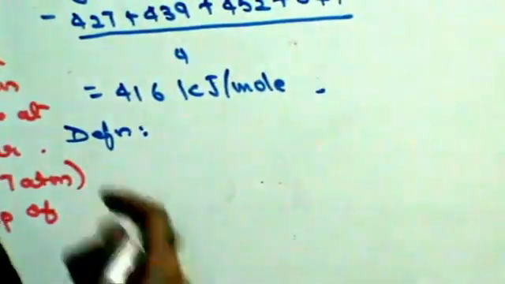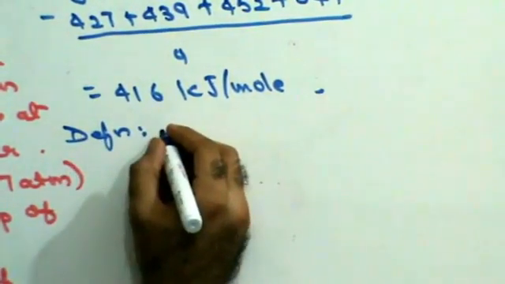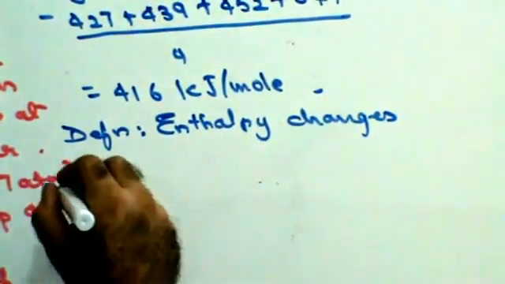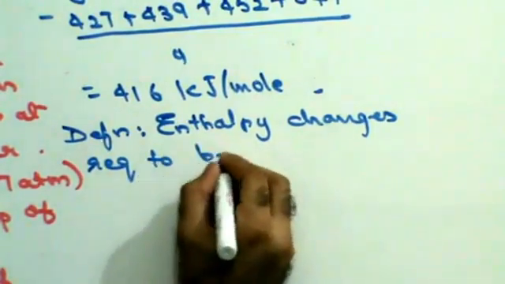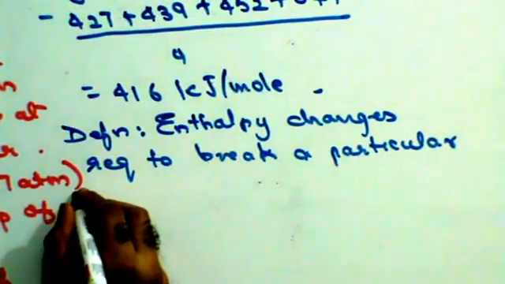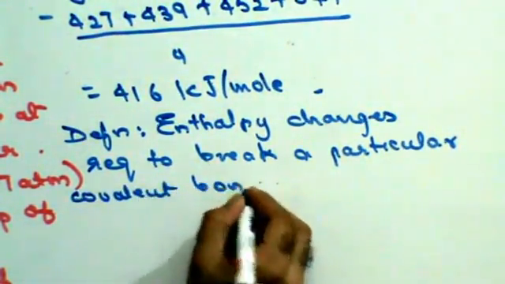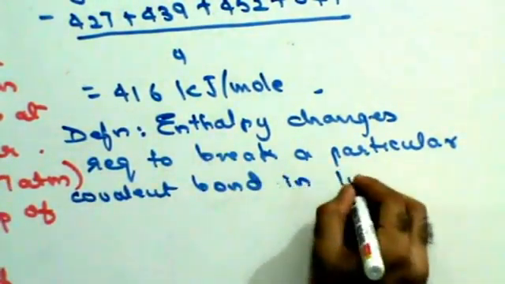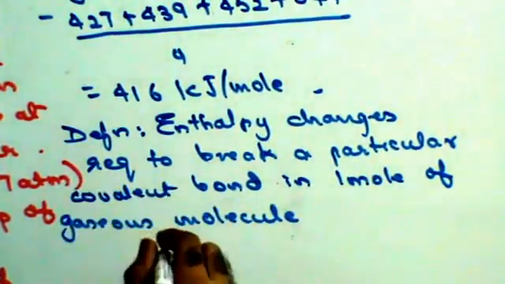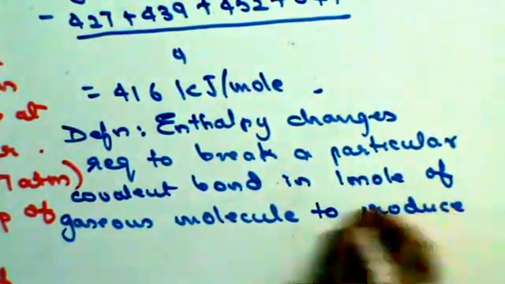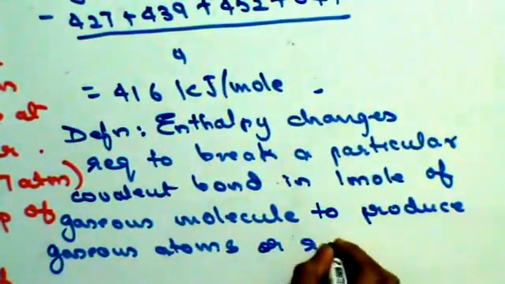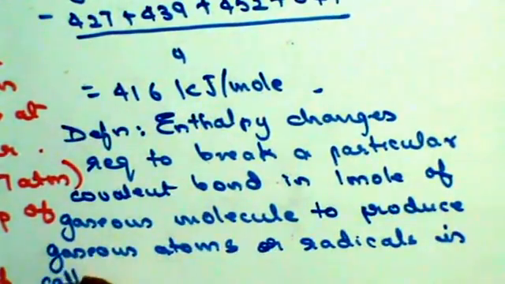Definition. How do I explain bond energy? I can say that the enthalpy change required to break a particular covalent bond in 1 mole of gaseous molecule to produce gaseous atoms or radicals is called bond energy.